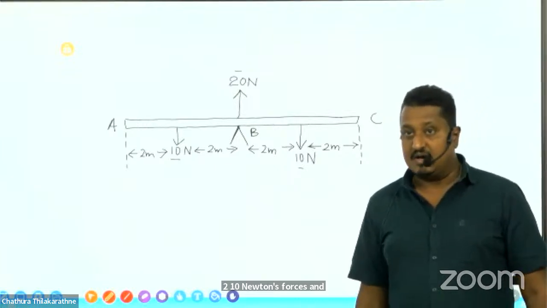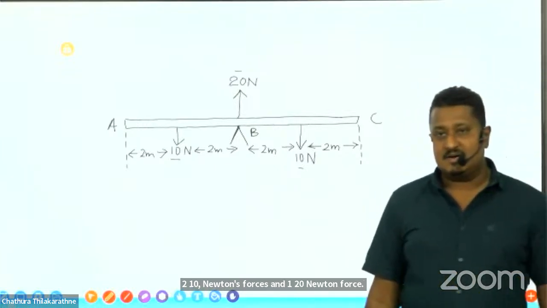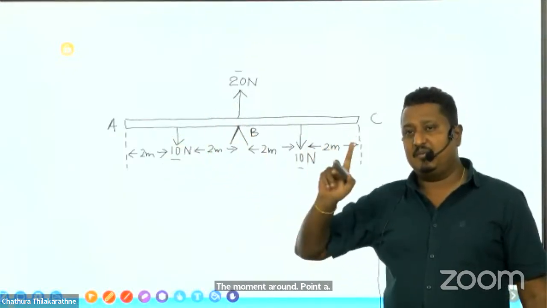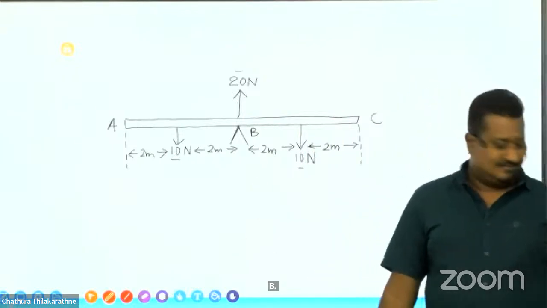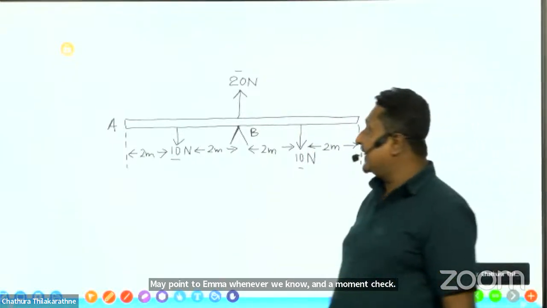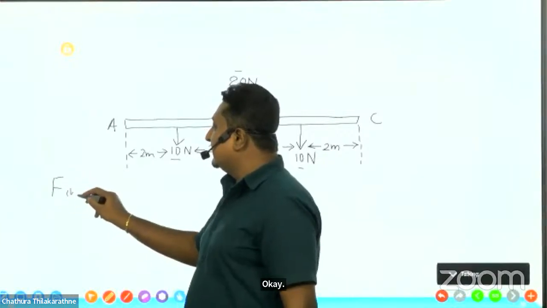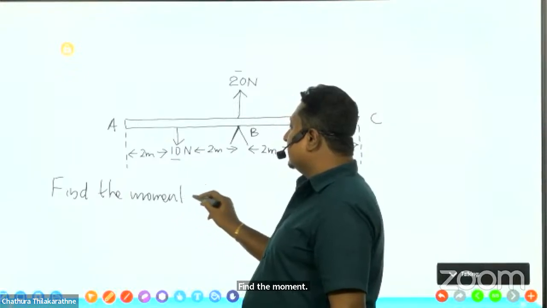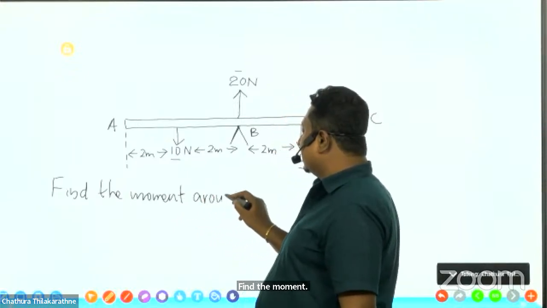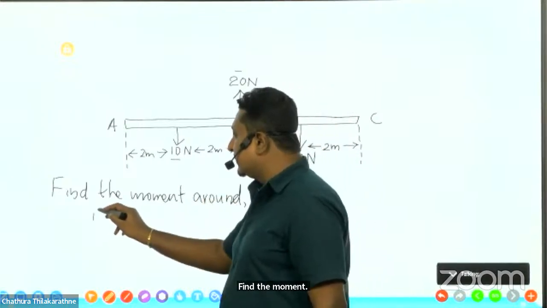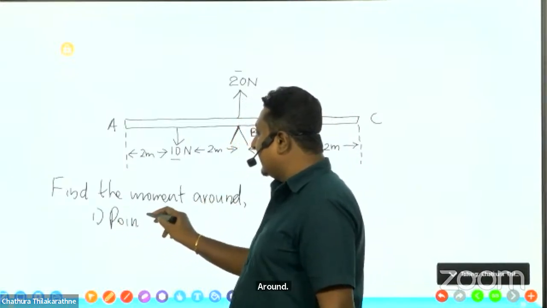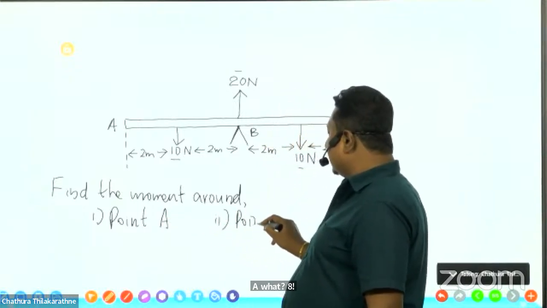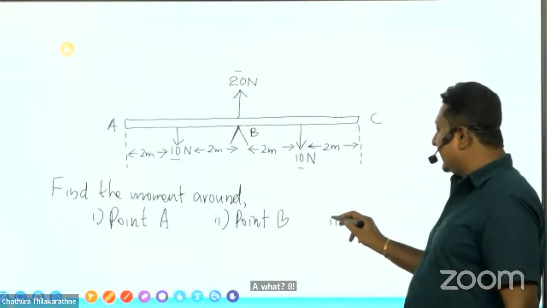You have to determine the moment around point A, B, C. You have to find the moment separately around all three points. Okay? Find the moment around point A, point B, and point C.